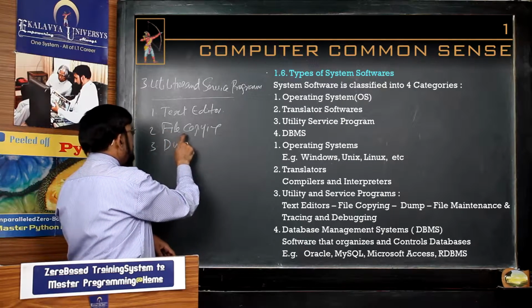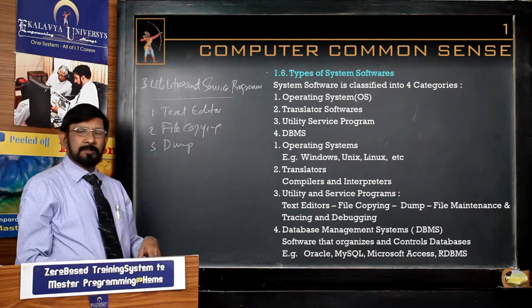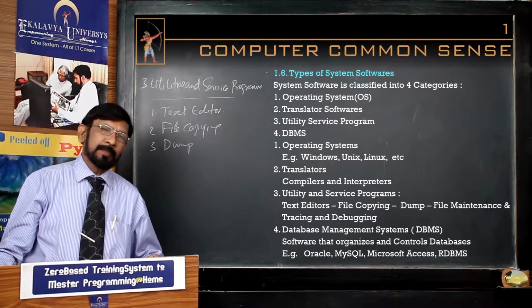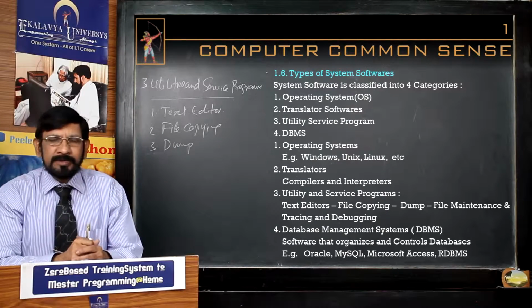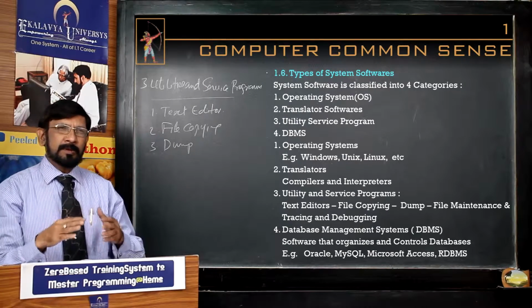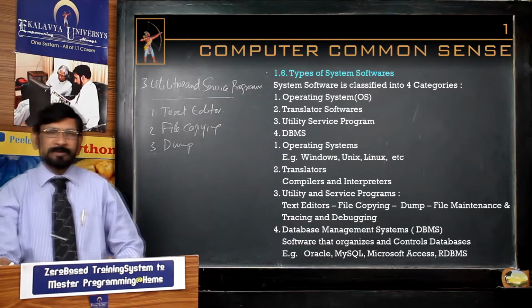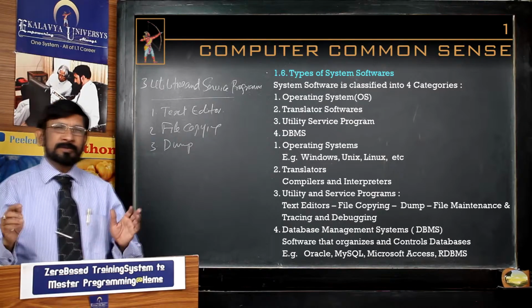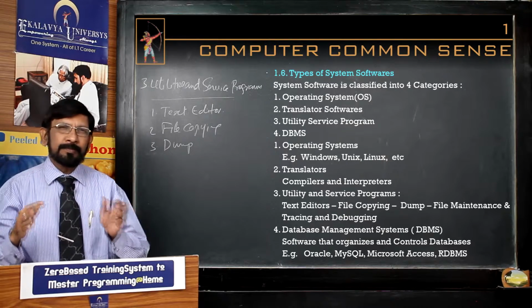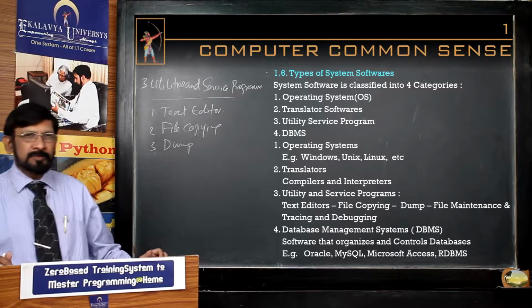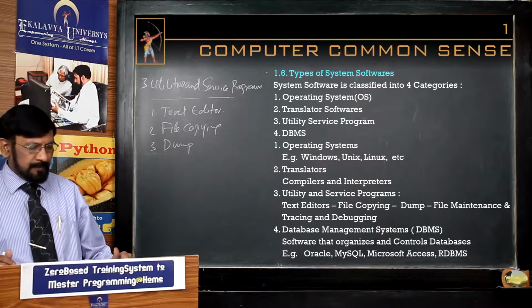The third one is dump. Sometimes your system may have a huge amount of data. You want to store it on an outside storage device. In such a case, all such data should be dumped on an outside device. That is called the dumping process. That is also one type of service.